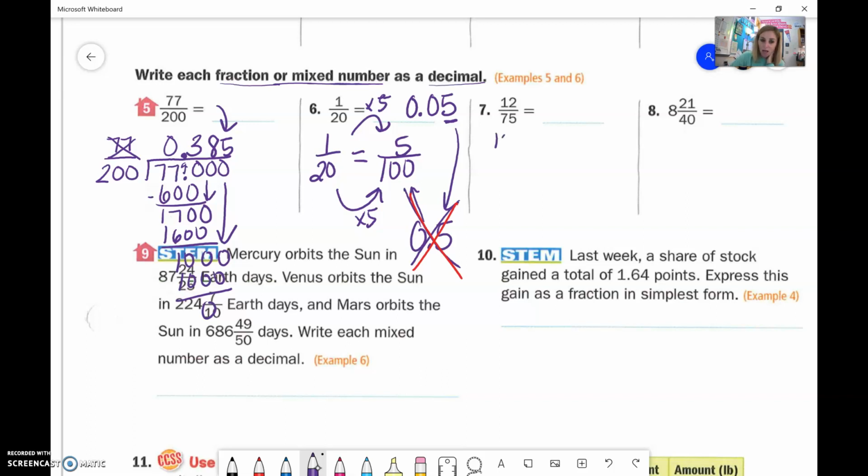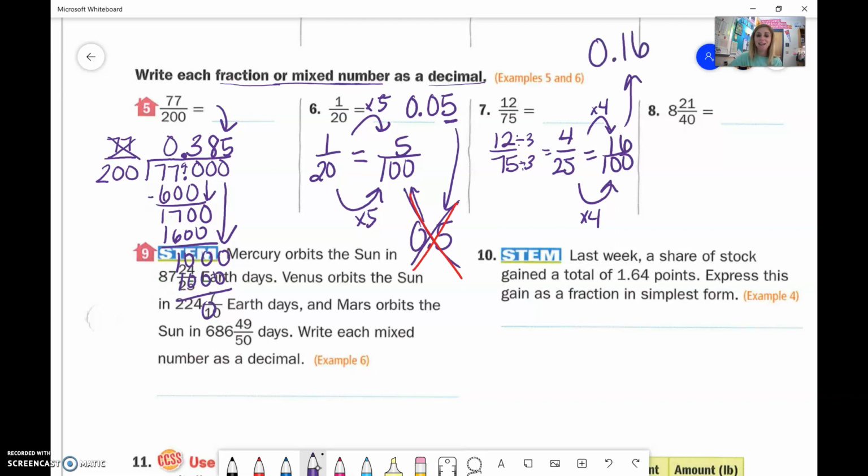The next one, 12/75. I think I can divide both of those by 3. I think I can do some scaling back and scaling forward here. I can divide each of those by 3, which gives me 4 over 25. Yes, because then I know that I can get from 25 to 100 by multiplying by 4. Whatever I do to the bottom, I have to do to the top number. So 4 times 4 is 16. I have 16 hundredths. So I'm going to write that as a decimal, 0 and 16 hundredths.